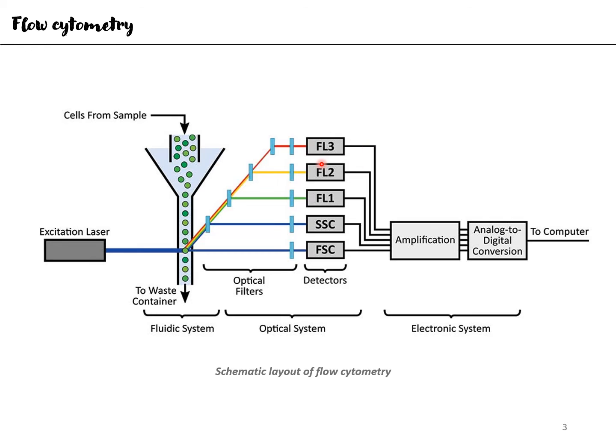So the FL is nothing but the fluorescence detector. We have three different fluorescence detectors, which means that this particular system is capable of detecting fluorescence from three different fluorophores at three different wavelengths. So you can use three different antibodies conjugated to three different fluorophores for the purpose of your cell counting to identify multiple populations of cells.